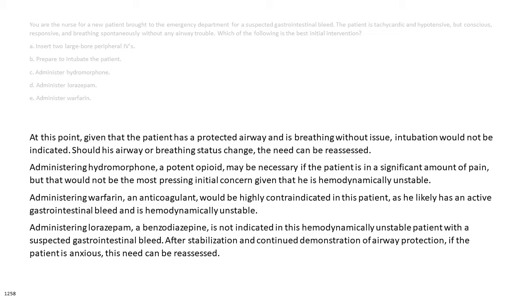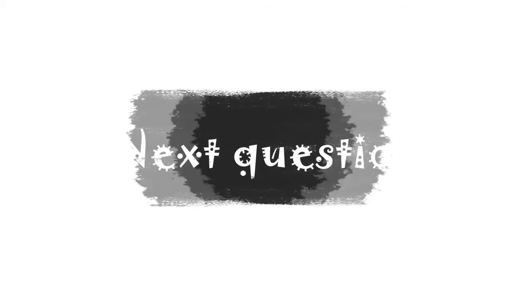Administering warfarin, an anticoagulant, would be highly contraindicated in this patient, as he likely has an active gastrointestinal bleed and is hemodynamically unstable. Administering lorazepam, a benzodiazepine, is not indicated in this hemodynamically unstable patient with a suspected gastrointestinal bleed. After stabilization and continued demonstration of airway protection, if the patient is anxious, this need can be reassessed.